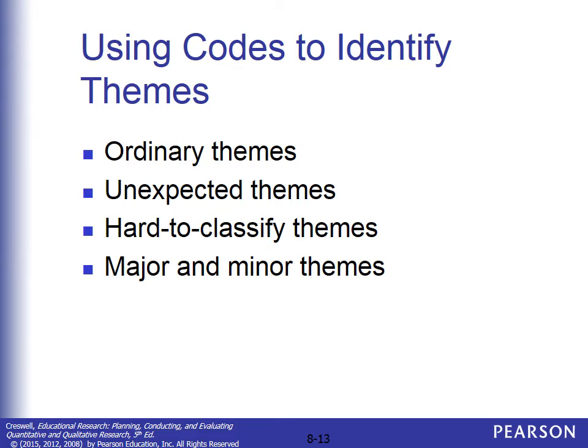Now, there are several types of themes, and researchers typically identify them as ordinary themes, themes that the researcher might expect to find, or maybe there's unexpected themes that are surprises and that the researcher didn't expect to surface during the study. Or there may be hard to classify themes, themes that contain ideas that do not easily fit into one theme or that overlap with several themes. And then we also have major and minor themes, themes that represent the major ideas and minor secondary ideas in the data.